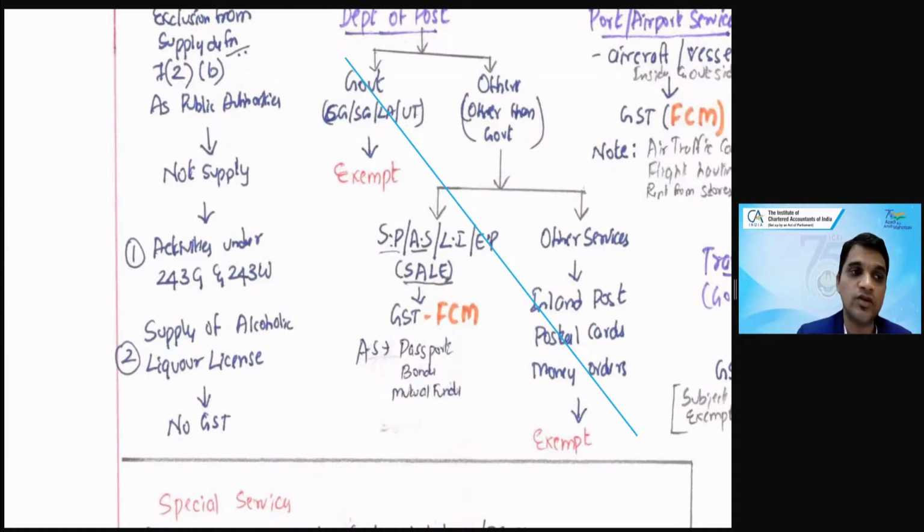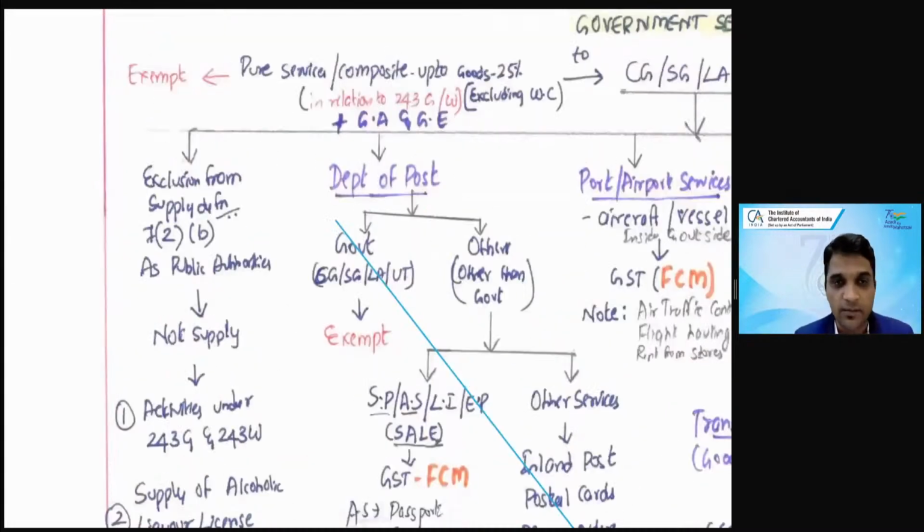Okay. When we know that alcoholic liquor is outside the scope of GST, then to give this license to the shopkeeper, the government conducts auctions and gives the license. To give that license, it collects the consideration. Now, whether this consideration is taxable or not, it is given through a notification saying that supply of alcoholic liquor license is also not liable to GST. Okay. So that is on the primary aspect.